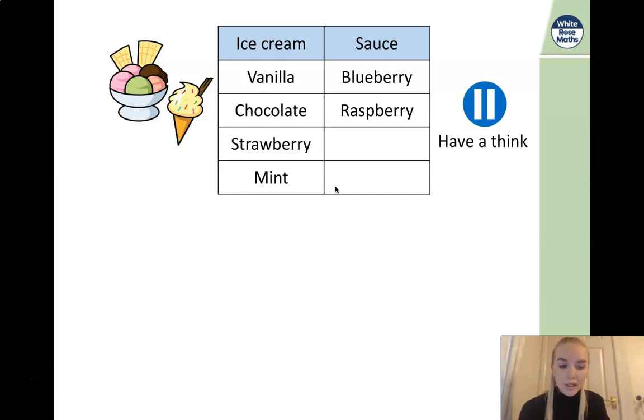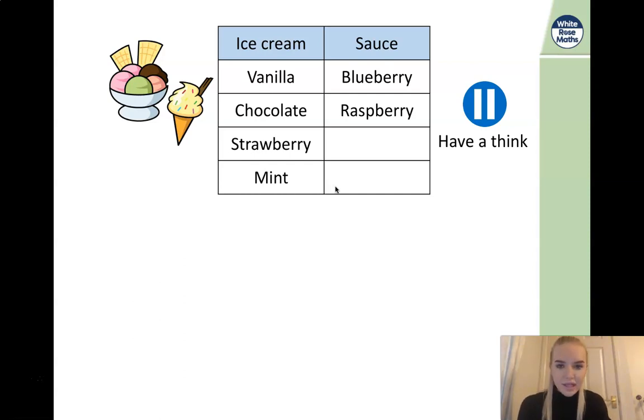I would also like you to think, instead of writing out the whole word of vanilla and the whole word of blueberry, can you make it smaller and give that word a bit of a key? Maybe you might use the first letter and say V or VA for vanilla. Have a go at doing that, please. Combinations and think of the key. Pause the video and off you go.